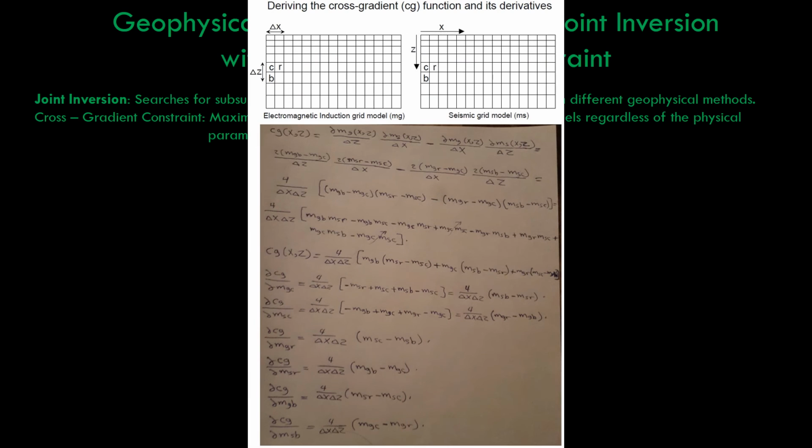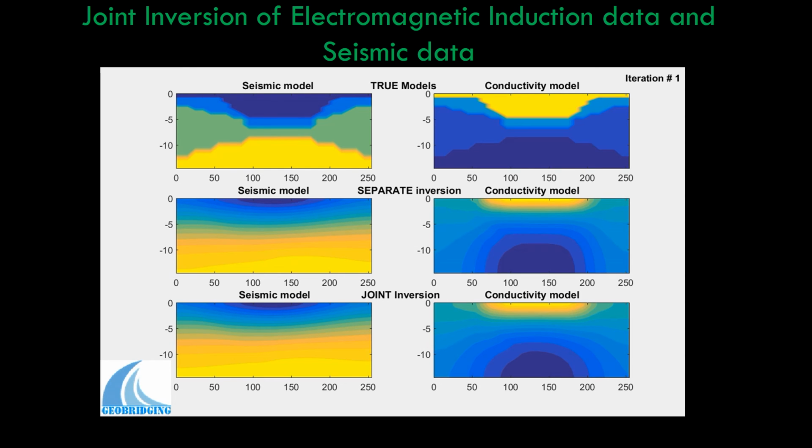The image shows the step-by-step derivation of the cross-gradient function and its derivatives using forward difference scheme. Here is a joint inversion example between frequency domain electromagnetic induction and seismic refraction data sets. The upper 2 images are the actual seismic and conductivity models, the middle images show the recovered separate inversion models, whereas the lower images show the recovered joint inversion models.